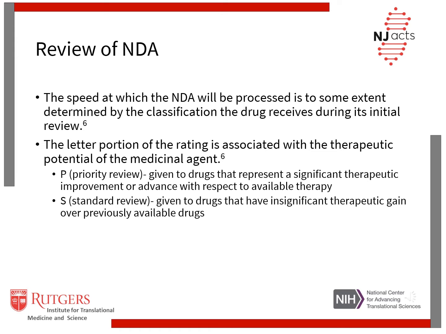The speed at which an NDA is processed is to some extent determined by the classification the drug receives during its initial review. The letter portion of the rating is associated with the therapeutic potential of the medicinal agent. P, which stands for priority review, is given to drugs that represent a significant therapeutic improvement or advance with respect to available therapy. On the other hand, an S, or standard review, is given to drugs that have insignificant therapeutic gain over previously available drugs.